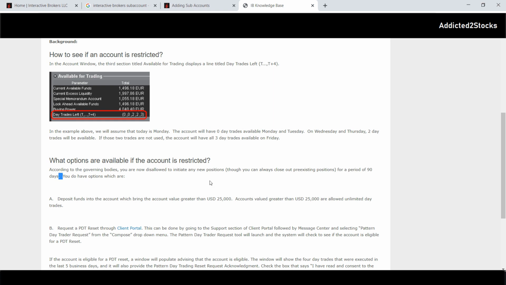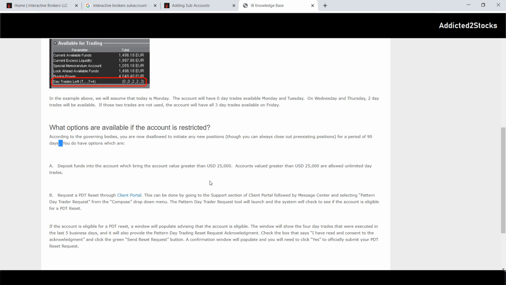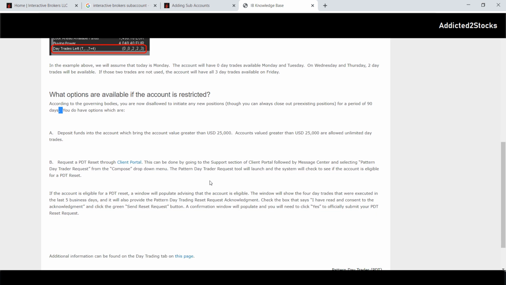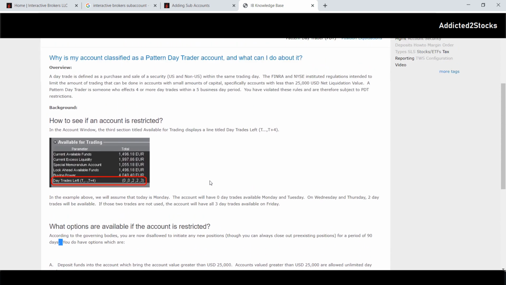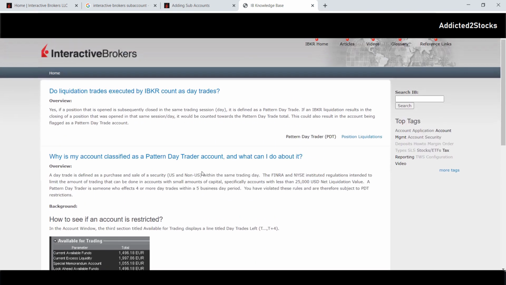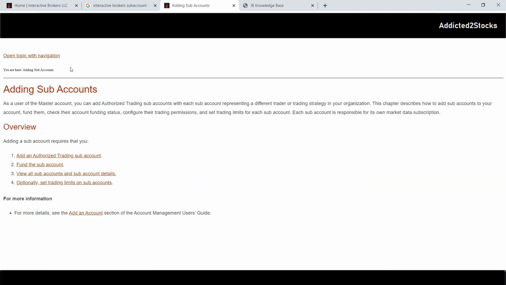And then they want you to fund the account, or you simply get restricted for 90 days and you have to send a reset request. Now, however, if you're unfortunately in that situation, what you can simply do is add a sub account.